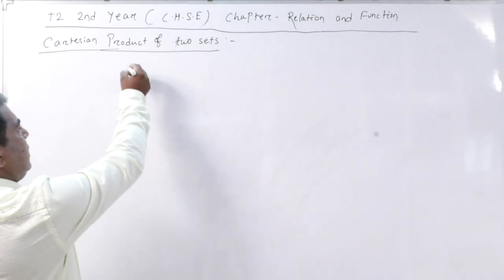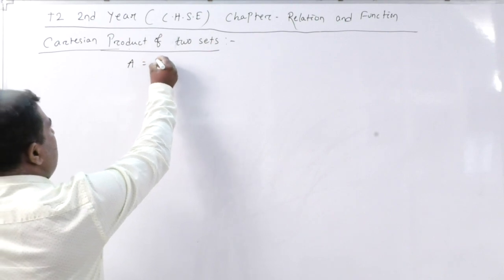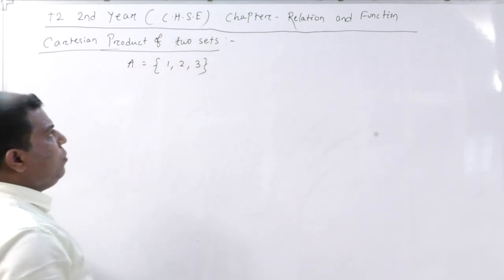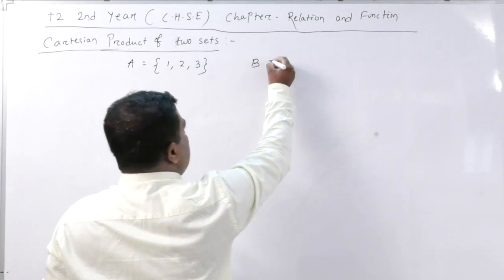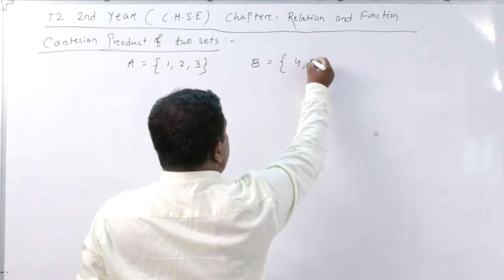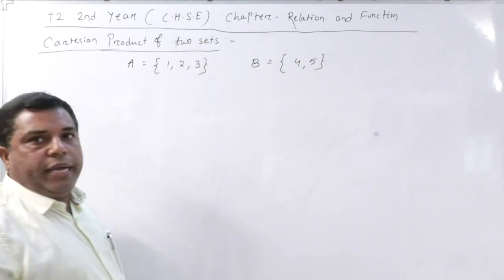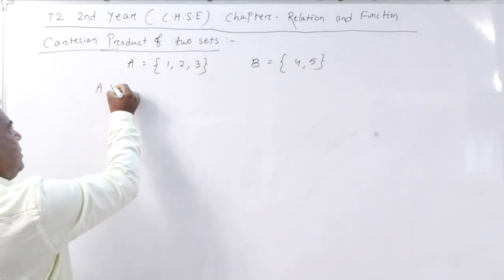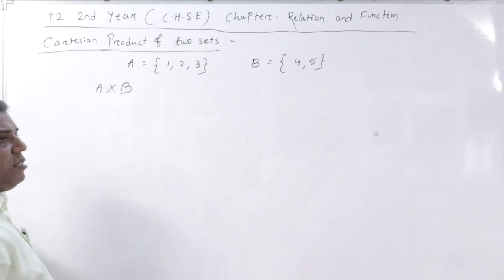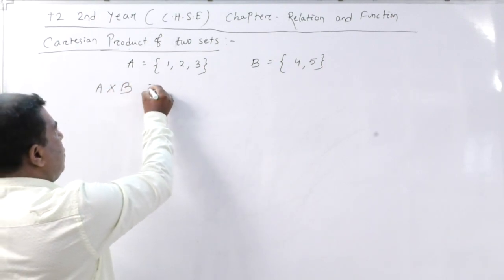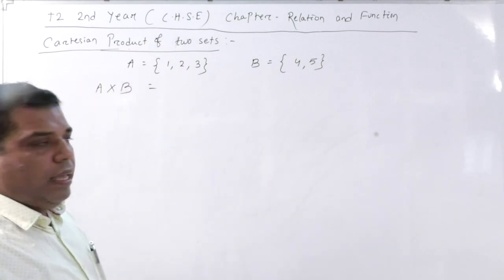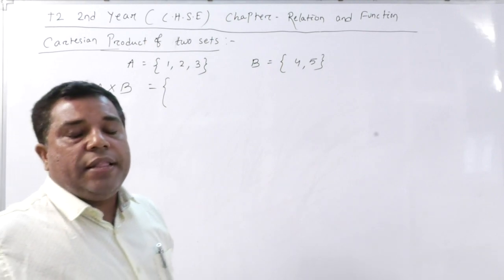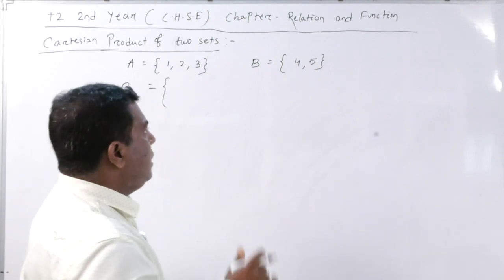Suppose one set is there, set A, consisting of the elements 1, 2, 3. And suppose another set is there, set B, consisting of the elements 4, 5. Now the Cartesian product, we know it is symbolized as A cross B, the Cartesian product between A and B. And what does it contain? It contains the elements in the form of ordered pairs.